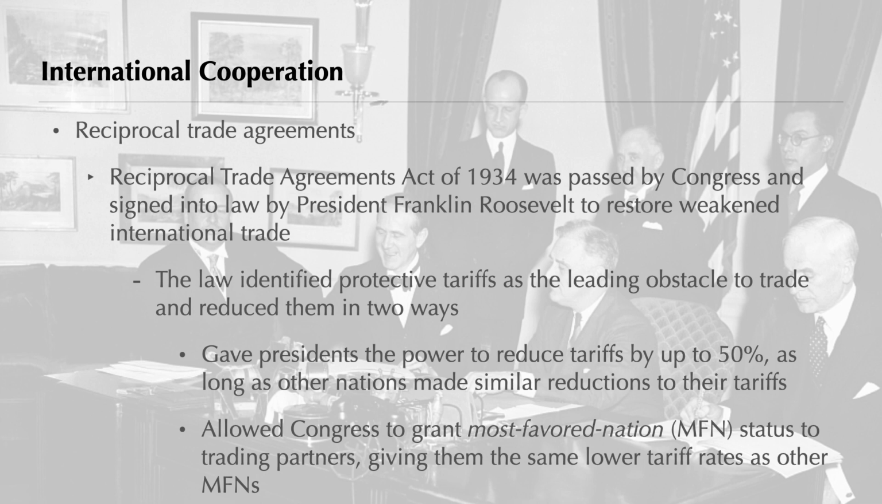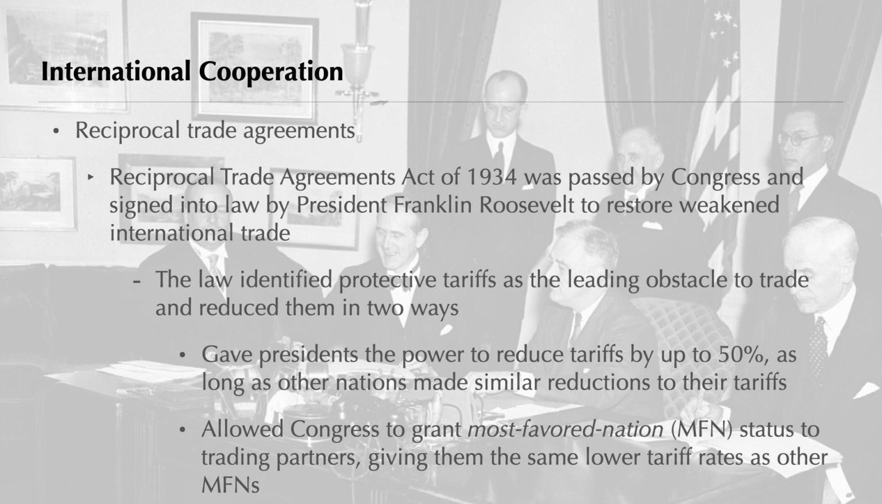With the election of President Franklin Roosevelt in 1932, the United States began an ambitious plan to restore slumping international trade. The Reciprocal Trade Agreements Act of 1934 identified protective tariffs as the leading obstacles to trade and sought to reduce them in two ways.